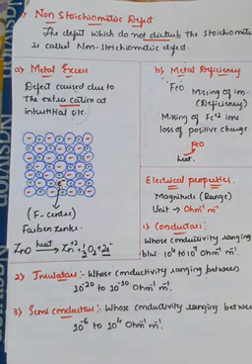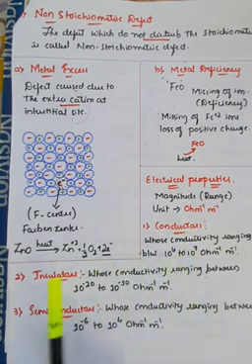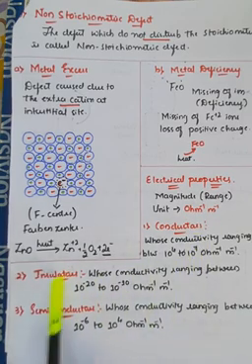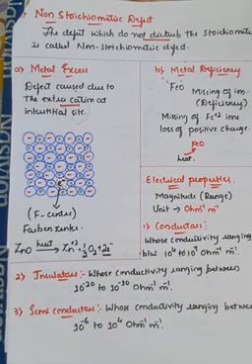Therefore, if you observe, three types of substances are there. Any substance may be in the form of three types. First one is conductor, second one is insulator, third one is semiconductor. And we already know the definition.